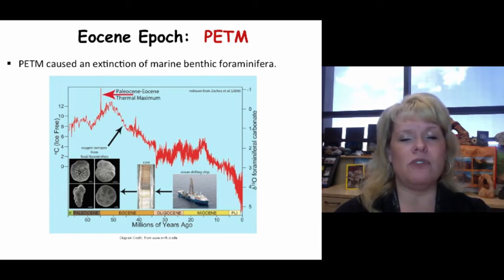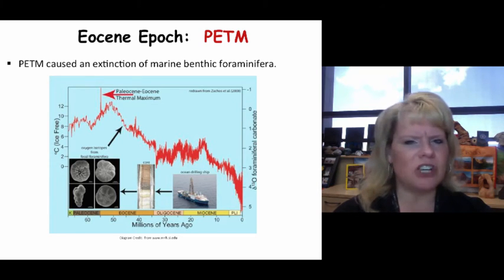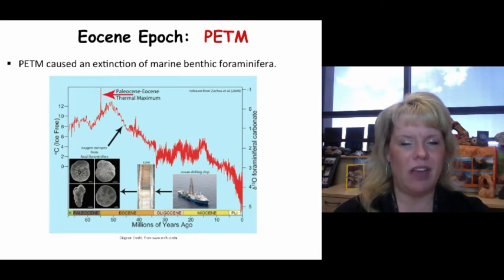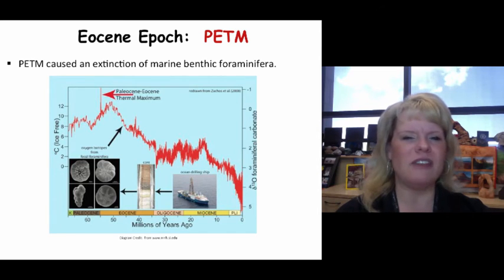When this event occurred, where these methane clathrates melted, it caused a die-off of deep-sea marine benthic foraminifera, one of the most noticeable in the rock record since the Cretaceous mass extinction event, which I might add correlates to some of our oil and gas. So I do want to say that that's a good thing, but it's not a good thing when you think about what happened to the life in the PETM.